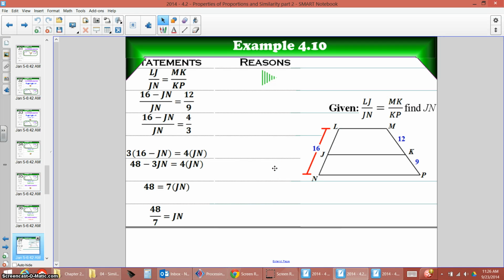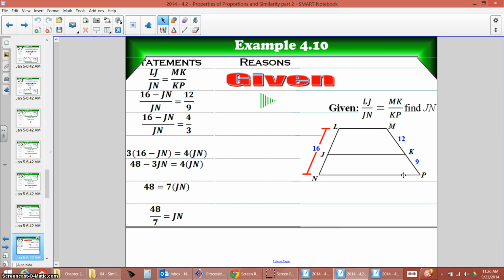So here we go, another shape. We've got LJ to JN. I find LJ, okay, and then I find JN, and I say MK to KP. All right, that makes sense. Now, that's going to set up our given. That's going to set up our proportional statement.